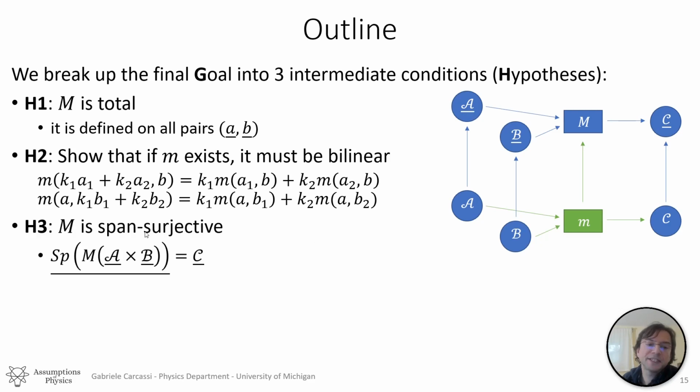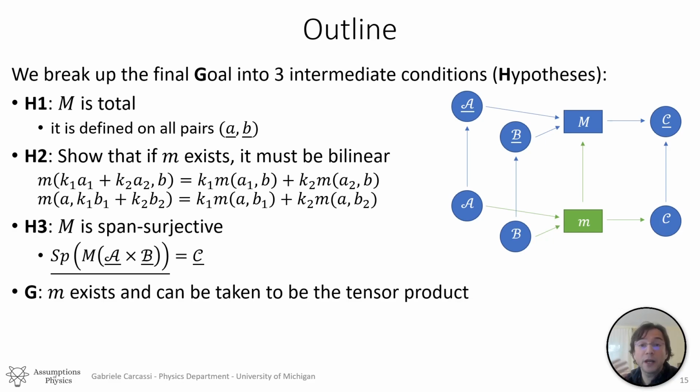The third hypothesis is that M is span surjective. And what does that mean? If we take all the pairs and we apply M to all the pairs, we're going to get a set of rays. And then we want to say that the span of all the rays, all the possible linear combination of all the rays that results from M actually cover the whole of C. So that's the third condition. And once we have these three conditions, then we are going to go and prove the final result that M exists and can be taken to be the tensor product.